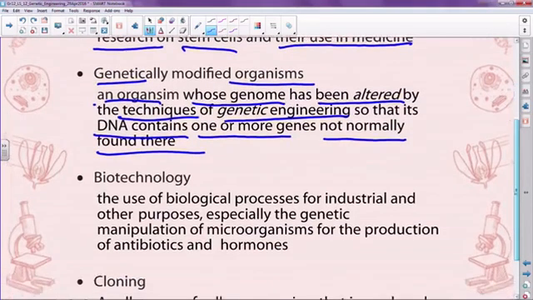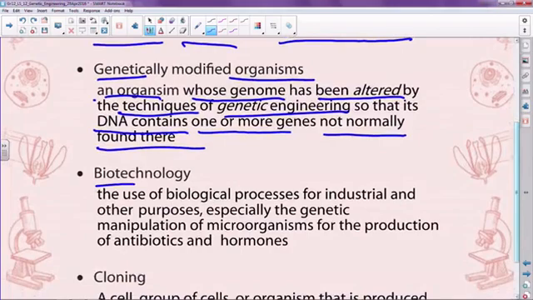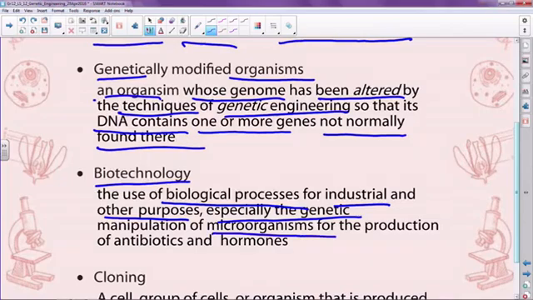The next one is biotechnology. This is the use of biological processes in industry and other processes, especially with genetics. We're multiplying or manufacturing and making microorganisms for the production of antibodies and hormones. So antibodies and hormones, there we go, that big word there.